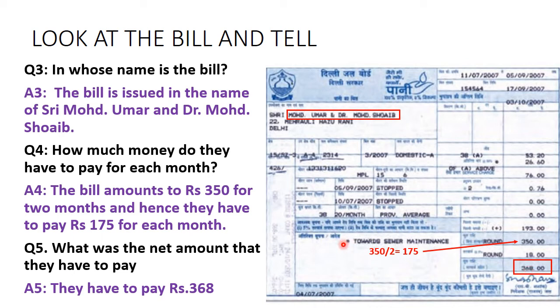So you can see here, towards sewer maintenance. Under the column towards sewer maintenance, they have charged 18 rupees. So although they have consumed water of rupees 350, still 18 rupees is added under the maintenance charge. So the net amount is rupees 368. I hope all of you understood the difference between the net amount and the total consumption of the bill.